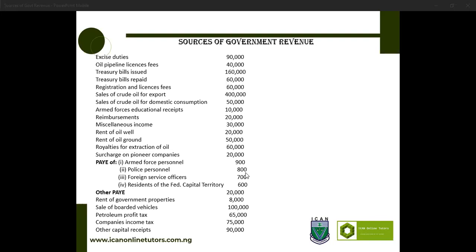Aside from payee of armed forces, police personnel, foreign service officers, residents of the FCT, they are for Consolidated Revenue Fund accounts. Are we there? Yes, sir. All right. Rent of government properties. CRF. Sales of boarded vehicles. CRF.